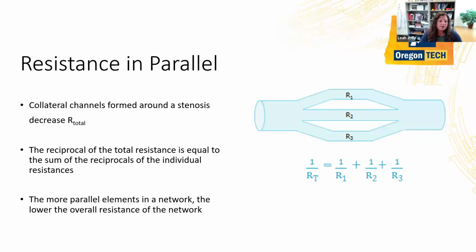All right, speaking of collaterals, resistance in parallel actually decreases overall resistance. So let's say that this middle vessel is obstructed. It's got a significant stenosis. That by itself would have fairly high resistance to flow going through it. However, since we have these detours that blood can take around it, the resistance is decreased and the flow can move more easily downstream.